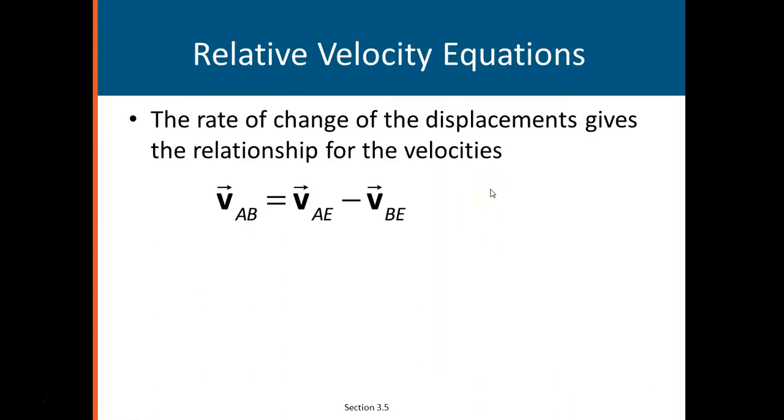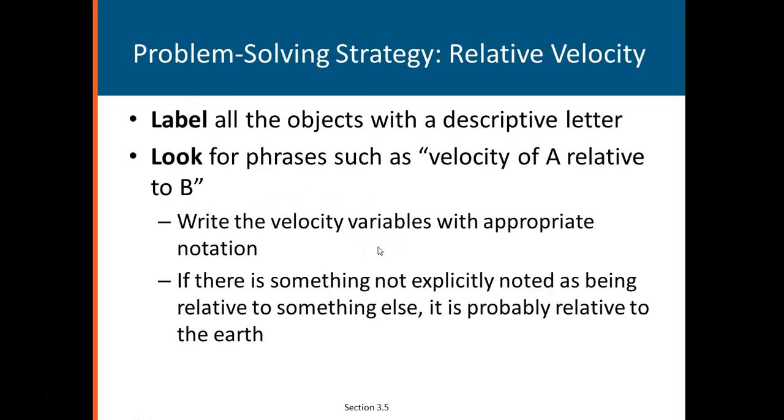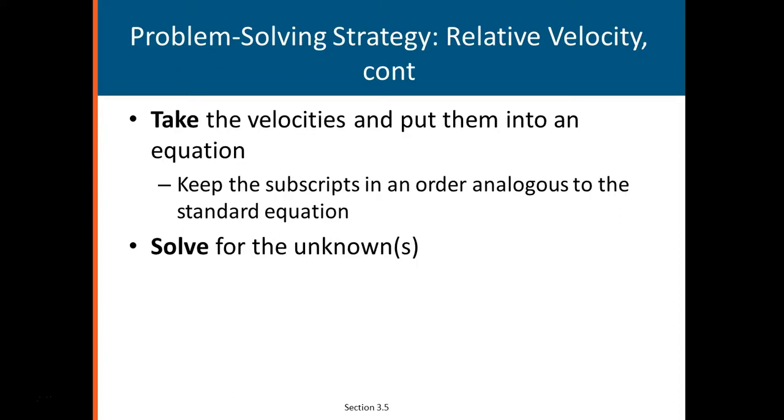This slide basically just talks about it being true for velocities as well as for positions. So same kind of thing, but now it's velocity instead of position. Same kind of equation. Some problem-solving strategies for these types of problems are to label all the objects with a descriptive letter. Look for phrases such as velocity of A relative to B. Write the velocity variables with appropriate notation. And if there's something not explicitly noted as being relative to something else, it's probably relative to Earth, so you can just assume that. Then take the velocities, put them in the equation, and solve for the unknowns. It's not too crazy hard.